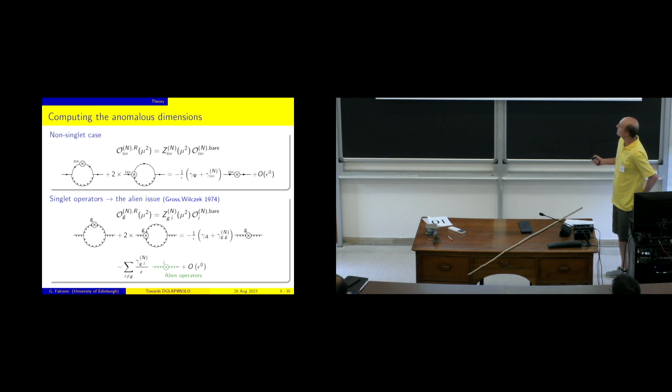However, things are not so simple in the singlet sector, because singlet operators, as I said, can mix with each other. So you need a matrix structure. If you repeat the same exercise, which was done a long time ago, you will find that your single pole has your physical contribution, your gluon splitting, but also some things that you don't want. These were called, back then, alien operators.